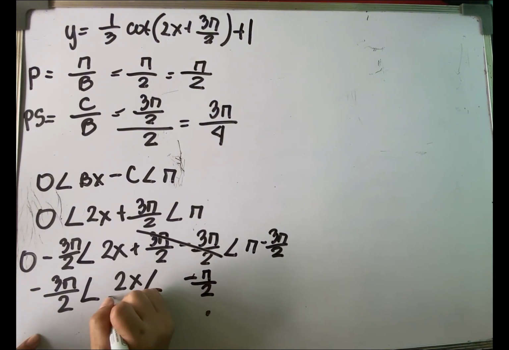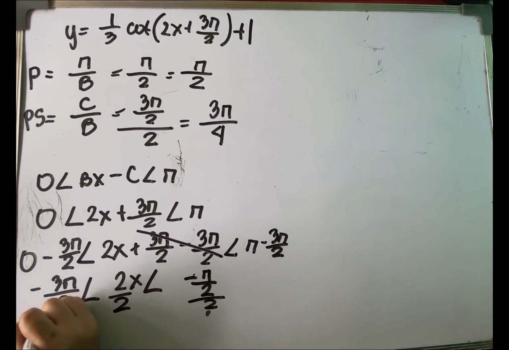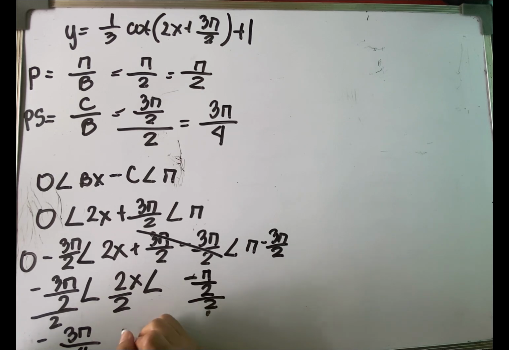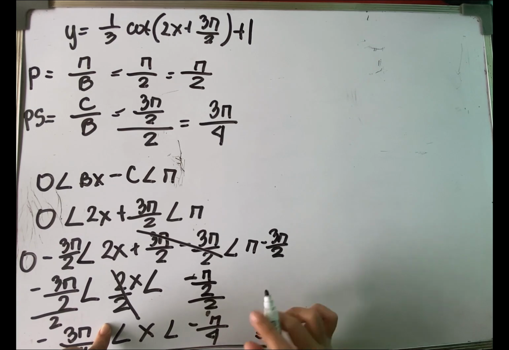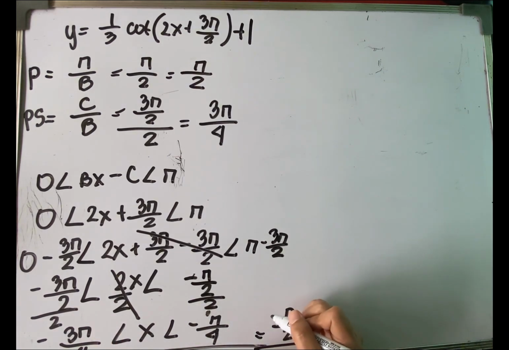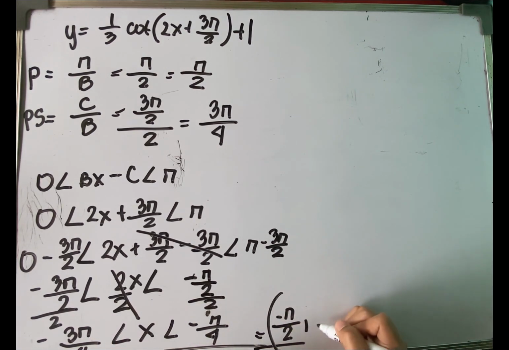To cancel this out, we have to divide by 2 on both sides as well. So we get negative 3 pi over 4, and negative pi over 4. To get the middle, we have to add these two and divide by 2, so we get negative pi over 2, and which is we have 1 here, so 1.